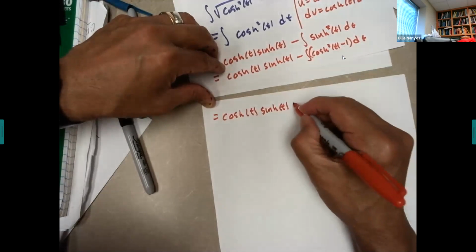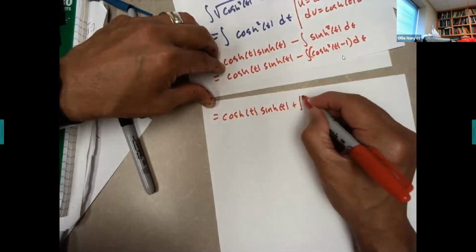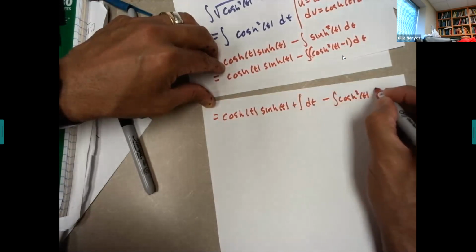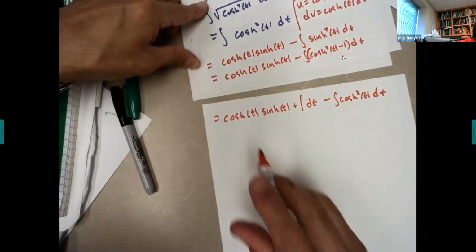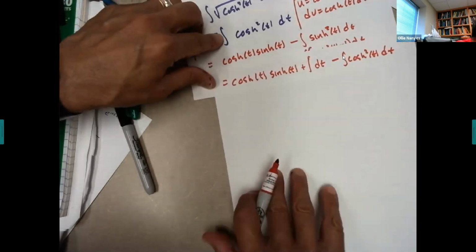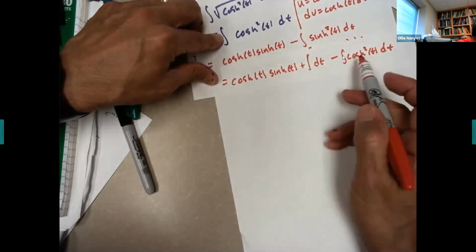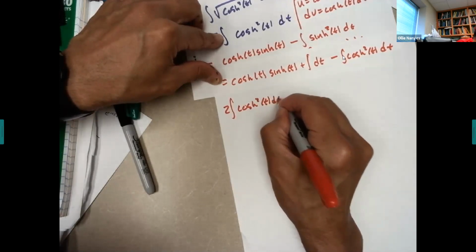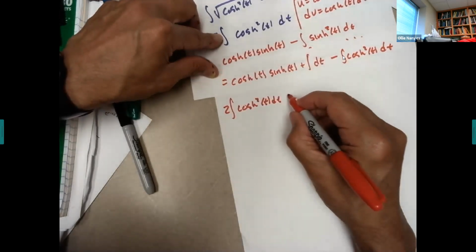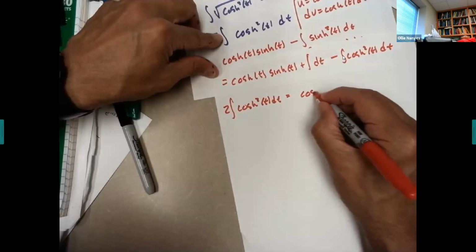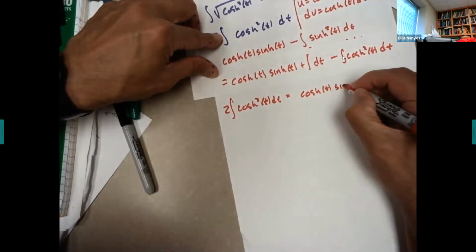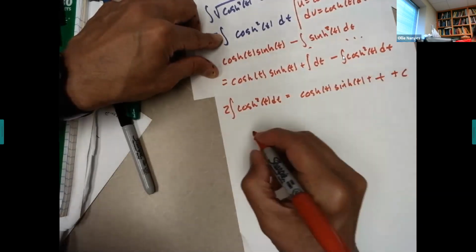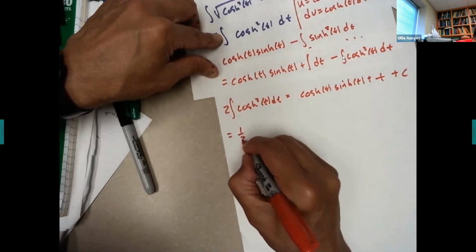Minus a minus is a plus. But remember what this originally was. This originally was the integral of cosh squared. We have that over this, so we now know that 2 times the integral of cosh squared, by adding this to both sides, is going to be cosh t sinh t plus the integral of dt, which is just t. So the whole integral is going to be 1/2.